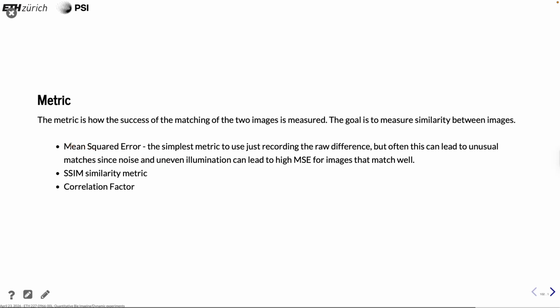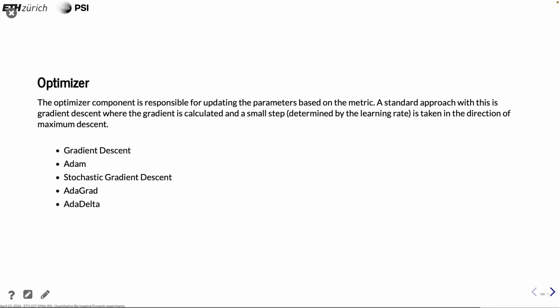The metric, there are pretty many metrics to work with here. The basic one would be the mean squared error. Then we could do a structure similarity metric. Could you also use a correlation factor? And there are also other metrics depending on the type of data that you are working with. And then, of course, last step, we have the optimizer, which also drives the transformation part to the right position. These are typical ones that you see in machine learning, but there are other ones also implemented in the ITK.